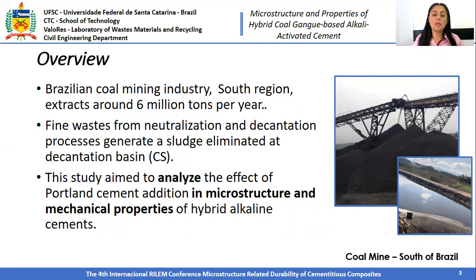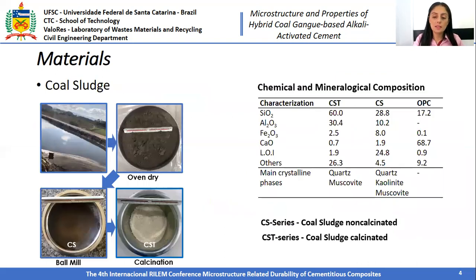So this study aimed to analyze the effect of Portland cement addition on the microstructure and mechanical properties of the hybrid alkaline cement. The cobalt sludge was used as aluminum silicate. It was oven dried and milled. Cobalt sludge was calcinated at 1700 degrees Celsius for 1 hour and designated as CST. The non-calcinated cobalt sludge had a low content of silicon and aluminum oxide, but higher contents of iron and volatile material. After the calcination, the CST presents more than 90% of silicon and aluminum oxides and a lower content of volatile material.